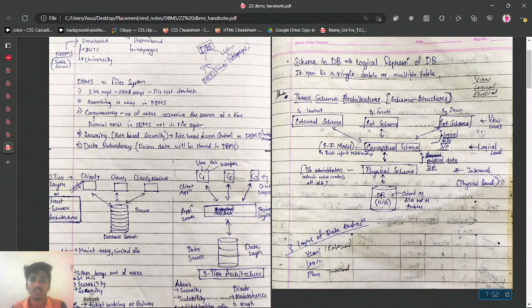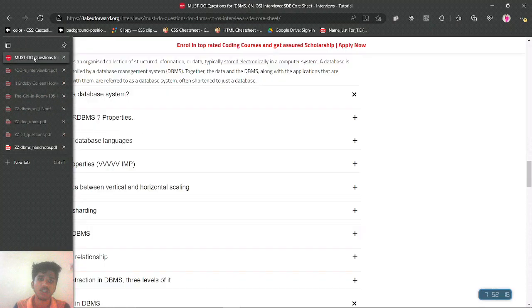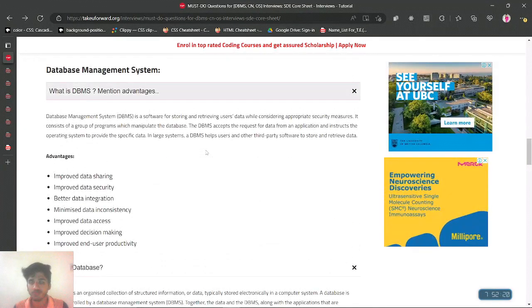The concurrency problem is also solved by the database management system, as a lot of users can access the data at the same time. It improves data sharing; better data sharing and data integration are the two main important parts. It reduces inconsistency and improves decision making, as all data is in tabular, structured format. We can easily make decisions based on the data we have. And it improves end user productivity.